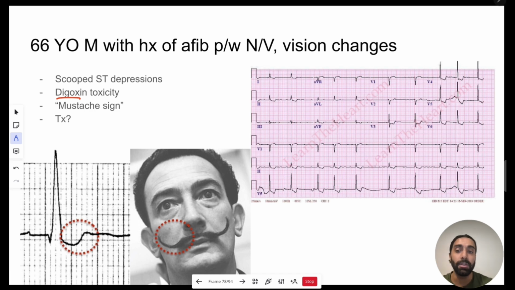So if they ask you, without giving you the medication, what's the best test to order, or what's the best treatment for this patient? The test would be getting a dig level, because the therapeutic window is so narrow. And then giving DigiFab, like an antibody, to collect that digoxin to decrease the amount of effective digoxin in the system. And this is a finding called mustache sign. So these scooped ST depressions are called mustache sign.